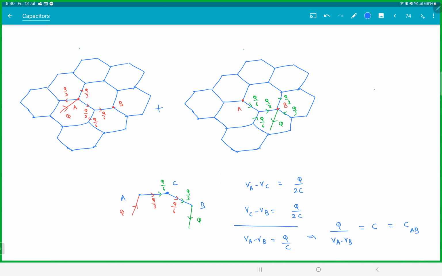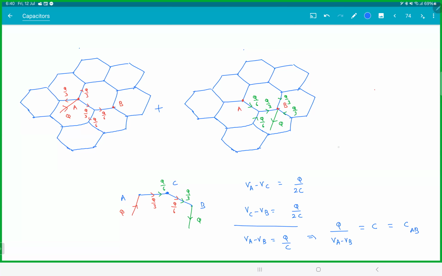Such a big infinite honeycomb and you got C. Check it out. So first branch it will go to Q by 3, then it will split into Q by 6. So when you're sending the charge from A to C, the red one will go Q by 3, C to B, red will go Q by 6. But the green one will go C to B make Q by 3 and A to C make Q by 6. So net in each one, only Q by 2 is flowing.